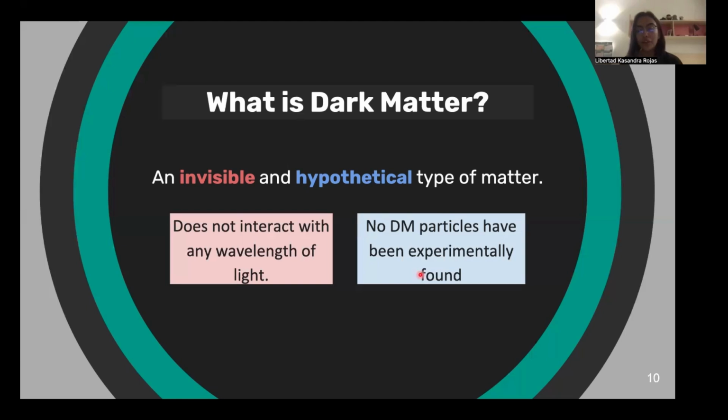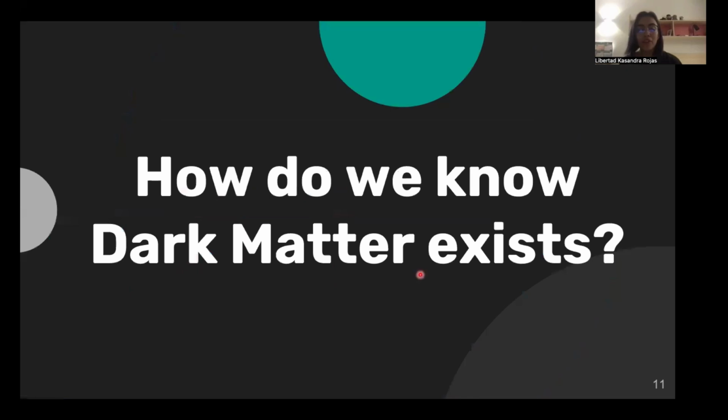Second of all, something I want to mention is that I said it is a hypothetical type of matter. What I mean by this is that no dark matter particle has been experimentally found. So it's still a hypothetical type of matter. It is widely accepted, and that's because of the evidence that we're going to see in a bit. So how do we know dark matter is there if it's still a hypothetical type of matter?